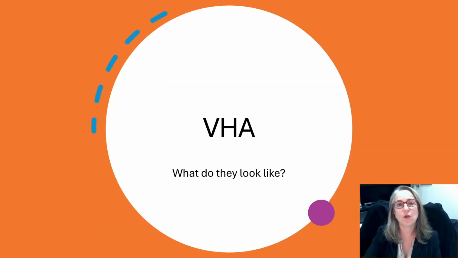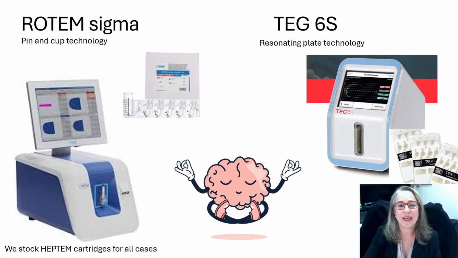But first, what do these look like? What does a viscoelastic machine look like? So it looks a bit scary. Take a deep breath. It looks a bit like a desktop computer, or a bit smaller. It's a machine with a screen. And on the top left, you'll see ROTEM Sigma. It is a pin and cup technology. Pin and cup's been around since the 1950s. Essentially, there's a pin in a cup full of blood. It spins. Initially, it's very liquid, and then it measures the resistance as a clot forms, the resistance to the movement of that pin in the cup, and it shows that as a resistance or a temogram.